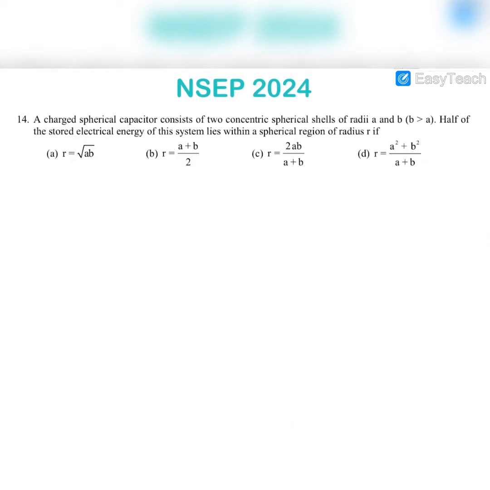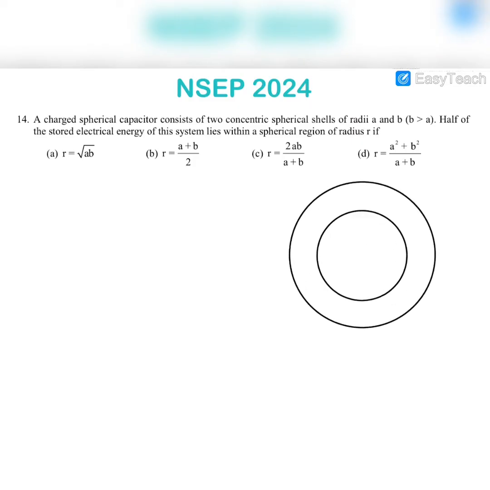In this question, you can see that a charged spherical capacitor consists of two concentric spherical shells A and B, and obviously B is greater than A. Half of the electrical energy stored in this system lies within the spherical region of radius R if. So first of all, let us analyze the situation.